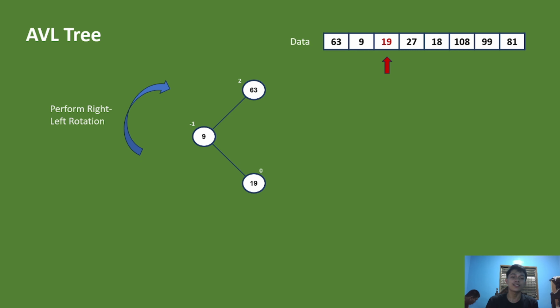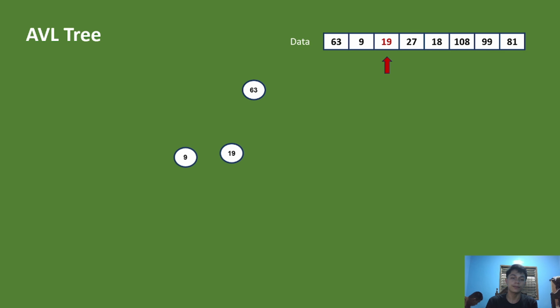Right-left rotation. So before we do that, we're going to make it a straight line. So we're going to put 9 into the bottom side and 19 into the middle. It's like this. And then we're going to put 63 onto the right side of 19. So this is now the structure of our AVL tree. So it is now balanced.